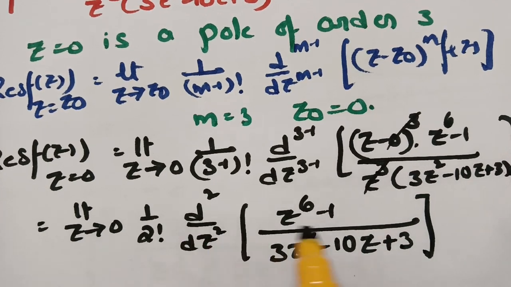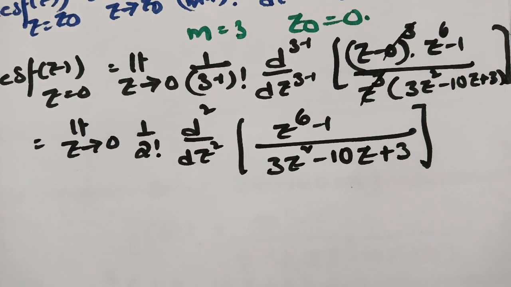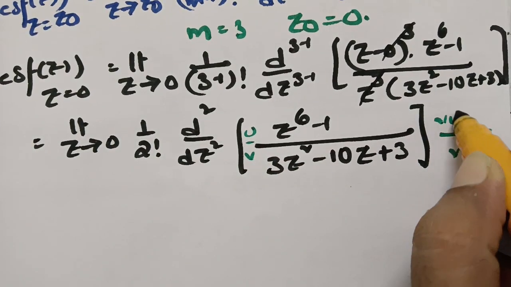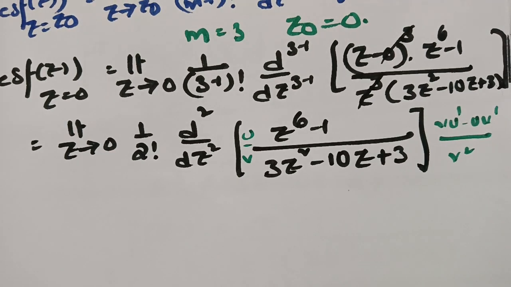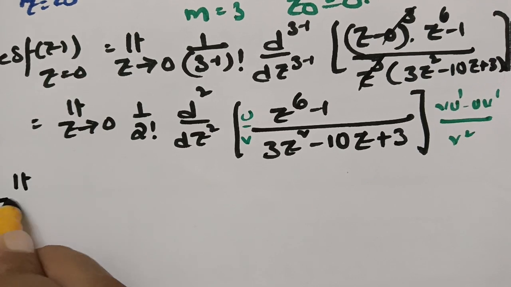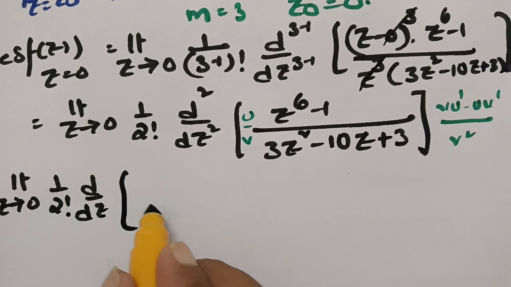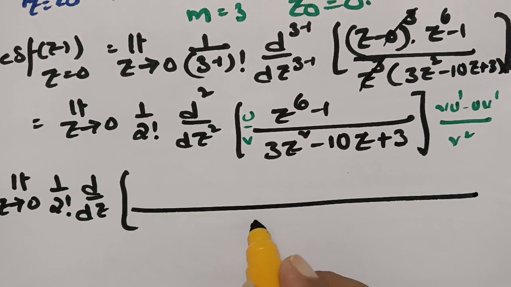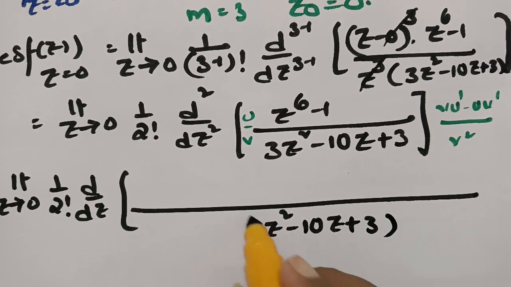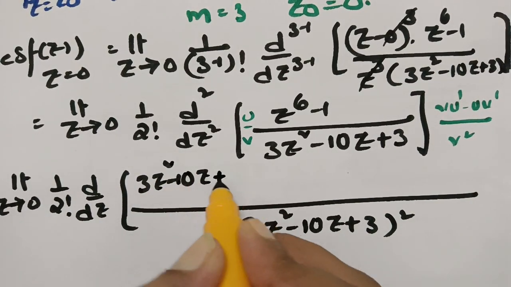Now we have to take two derivatives of this function, and again substitute z equal to 0. So this is of the form u by v. This is u and this is v. So the derivative is (v u dash minus u v dash) by v square. So this will be limit z tends to 0 of 1 by 2 factorial into d by dz of, v square, which is (3z square minus 10z plus 3) whole square, in the denominator. And v I have to write one time: 3z square minus 10z plus 3.